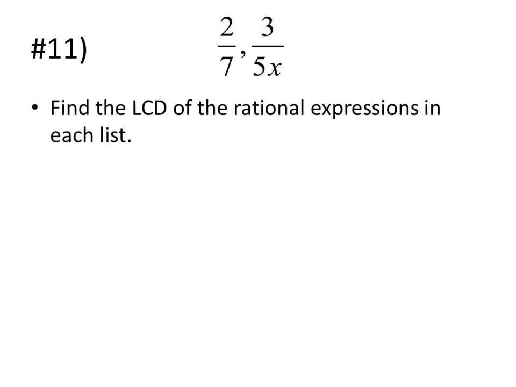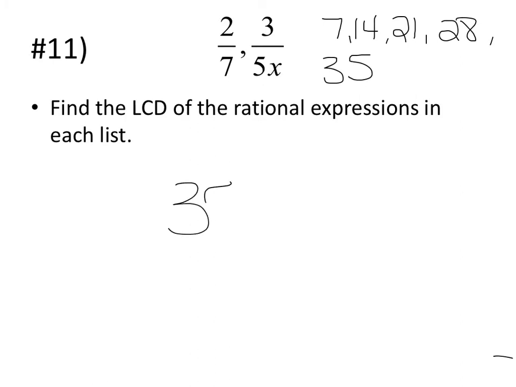Okay, now we're going to find the LCD of the rational expressions in each list. Okay, so when you find the LCD of 7 and 5, you're going to find the lowest number that both 7 and 5 go into. So remember, you start with the higher number and count by that number. So 5 doesn't go into 7, 5 doesn't go into 14, 5 doesn't go into 21, 5 doesn't go into 28, 35, yeah, they both go into 35. So your LCD would be 35, and you need the x still, because there's an x there.